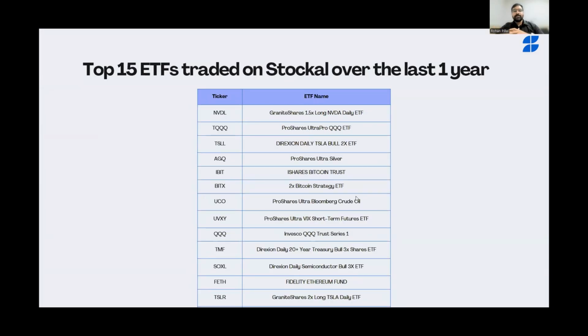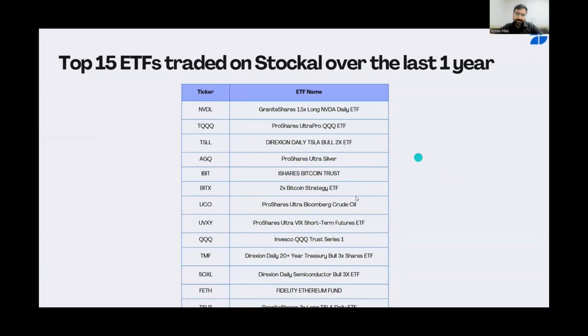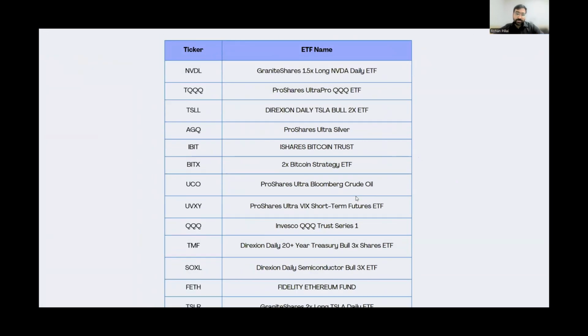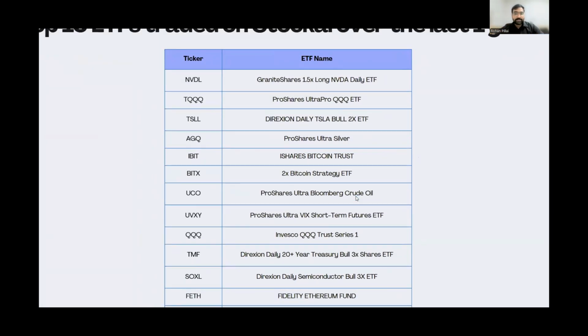Now, at Stockle, what are the trends that we have noticed, what investors are buying? These are the top 15 ETFs that have been traded on our platform over the last 1 year. As you can see, the first one is, like I mentioned earlier in the leverage ETF section, the GraniteShares 1.5x Long NVDA Daily ETF, also known as NVDL. It gives you the 2x leverage on NVIDIA.